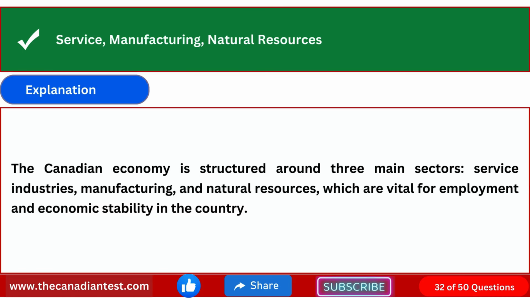The correct answer is service, manufacturing, natural resources. Explanation: the Canadian economy is structured around three main sectors: service industries, manufacturing, and natural resources, which are vital for employment and economic stability in the country.